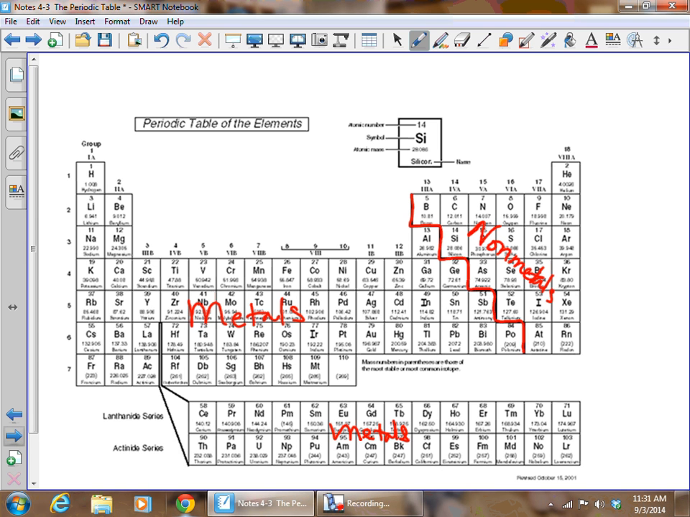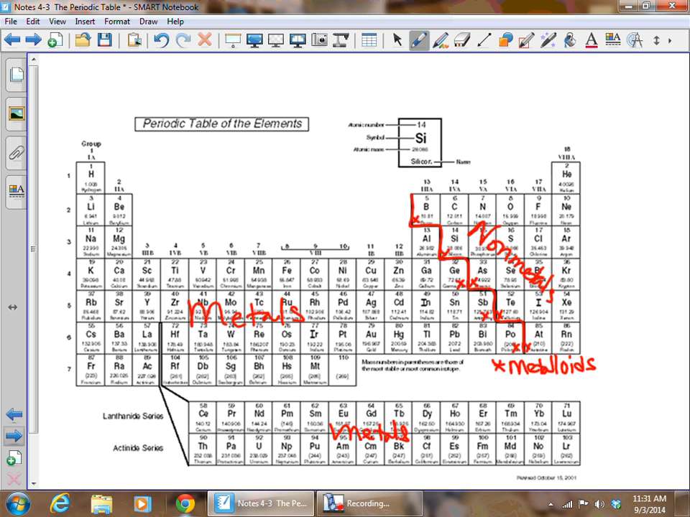Now around the staircase are where our metalloids are located. Metalloids include boron, silicon, germanium, arsenic, antimony, tellurium, polonium. When you start talking about polonium and astatine, these are radioactive, so some people still put them in the group along with the metalloids, but again, depending on your source, we're going to call these all metalloids.